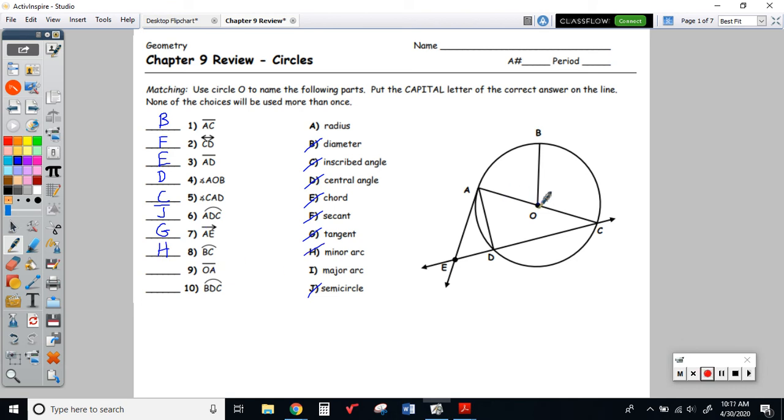OA, from the center of the circle to a point on the circle, that's always a radius when we connect the center of the circle to any point on the circle. And then major arc, hopefully that will be matching up with what we have here, B through D, and then to C, the long way around that connects B to C through D. That is indeed a major arc, more than 180 degrees for major, less than 180 degrees for minor arc.